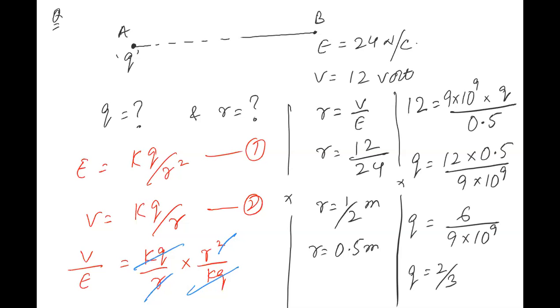3 into 3 is 9, and you take this in the numerator, so this will become 10 to the power minus 9. This much of charge, 2 by 3 into 10 to the power minus 9 coulomb. ठीक है, 2 by 3 into 10 to the power minus 9 coulomb. This is the value of the charge. Is it done? One more question and then we'll go to the next topic.